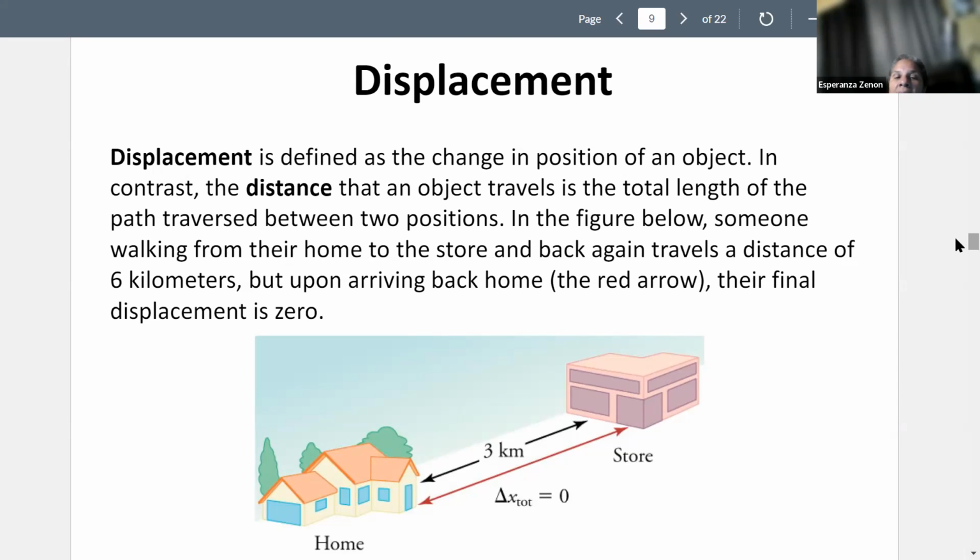Displacement, on the other hand, because it requires you to say where the object is with respect to where it started, we would say 3 kilometers forward. Distance would just be 3 kilometers. Displacement would be 3 kilometers forward, or 3 kilometers to the right, or 3 kilometers backwards, depending on how you're measuring. Where's your origin? But the idea for displacement is you have to say which direction the object is moving.